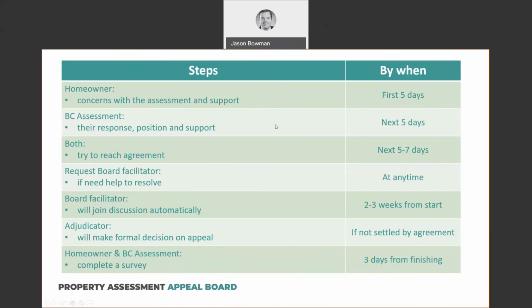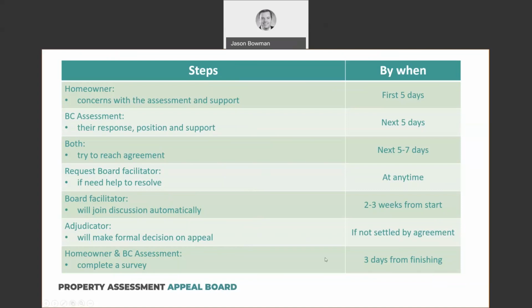So after the property owner lists their concerns and their evidence, BC Assessment will then provide their response, position, and support. And then both parties every 3 to 5 days are providing communication back and forth, and hopefully towards reaching an agreement. If an agreement is not reached, a board facilitator can be requested, as I was mentioning, at any time. And you may notice that a board facilitator will automatically join in this discussion after about 2 to 3 weeks' time anyhow. In the rare case, the appeal goes to an adjudicator. This is what will happen if it's not settled by agreement.